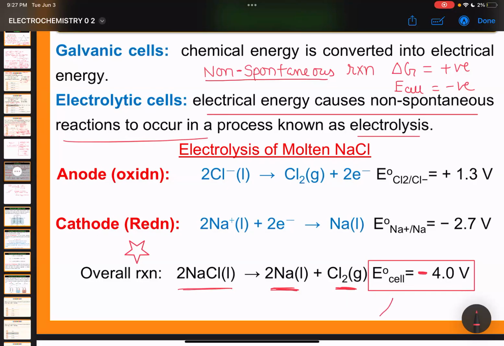Are you getting my point? Aisha, Marwa, Ibrahim? Yes, sir. Okay. So non-spontaneous reactions have negative EMF, and they can be carried out by putting in external voltage, external electrical energy. But be careful that the external voltage which you are applying on this reaction should be greater than 4 volts. Then only this reaction can happen and you can make sodium and chlorine gas. This is an electrolysis reaction.